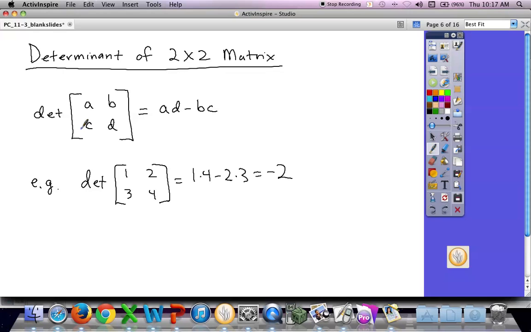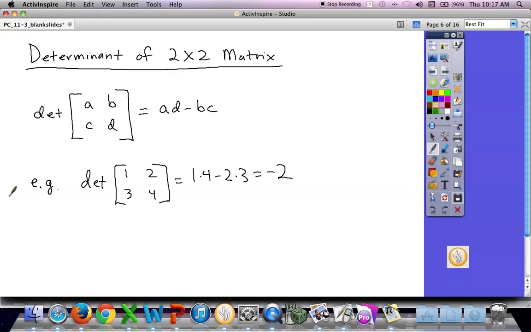If I substitute numbers for the letters, instead of A, B, C, D, if I have 1, 2, 3, 4, the determinant becomes 1 times 4 minus 2 times 3, which is -2.